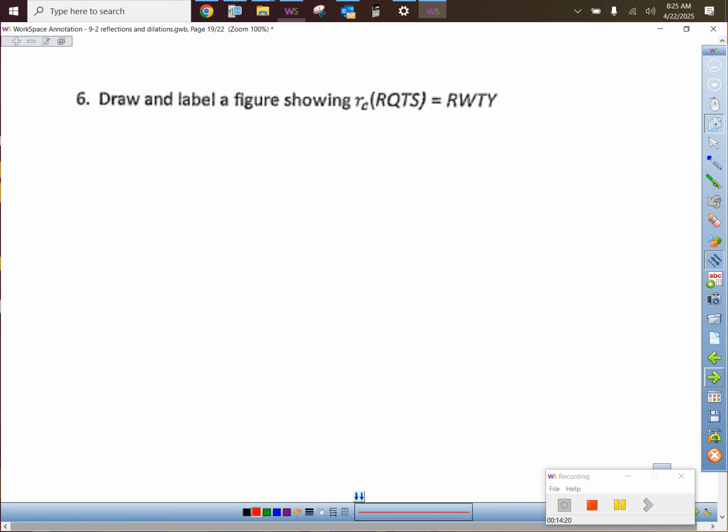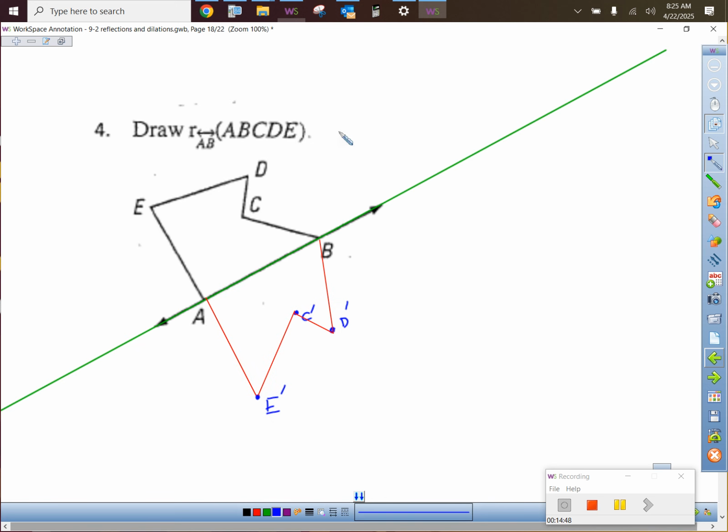First, tell your neighbor what that means. Yep. And then let's just talk. Reflection of RQTS over, this is the name of the line, so what's the name of the line? Line C is going to be RWTY. Back here, they didn't give me what it's supposed to reflect to, so we just call them primes. Here you don't make up primes for them.